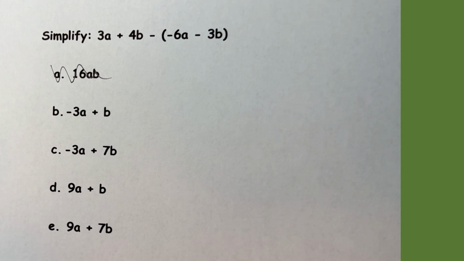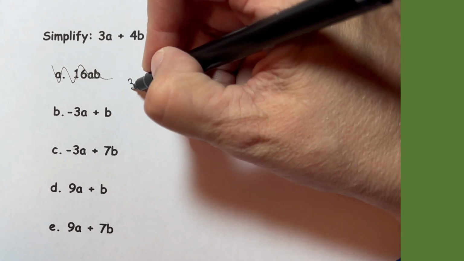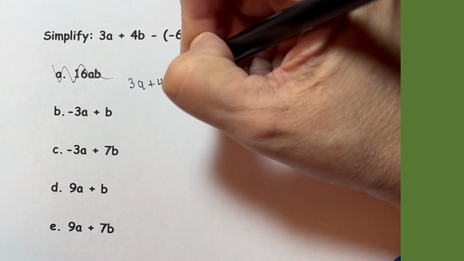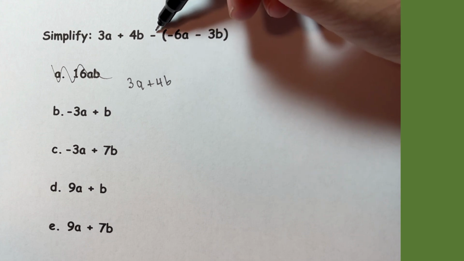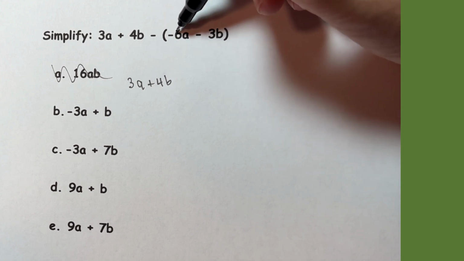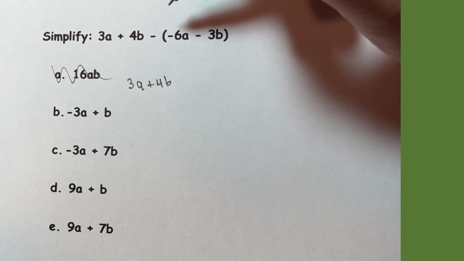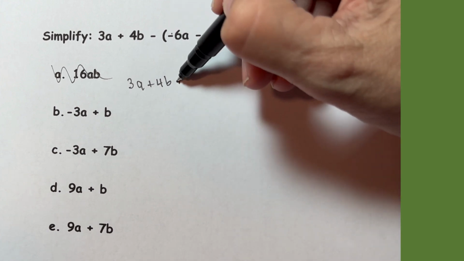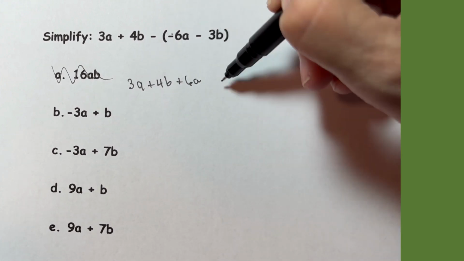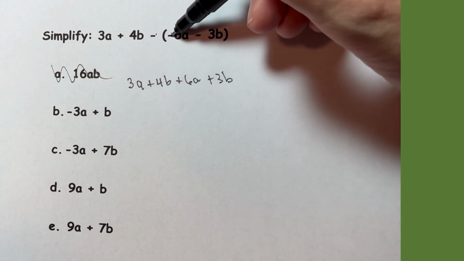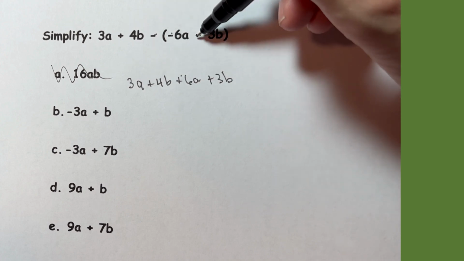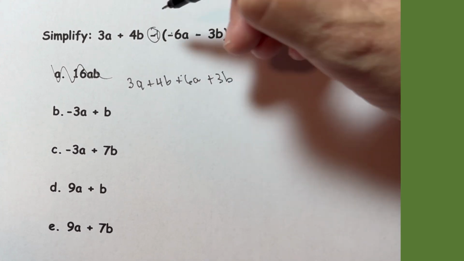The next thing I would do, I've got 3a plus 4b. When you have a minus outside the parentheses, that's like a -1. All you have to do is inside the parentheses change all your signs. So that becomes a positive. That becomes a positive. It's like a -1. So a negative times a negative is a positive. A negative times a negative is a positive. If you want to put a -1 there, go ahead.